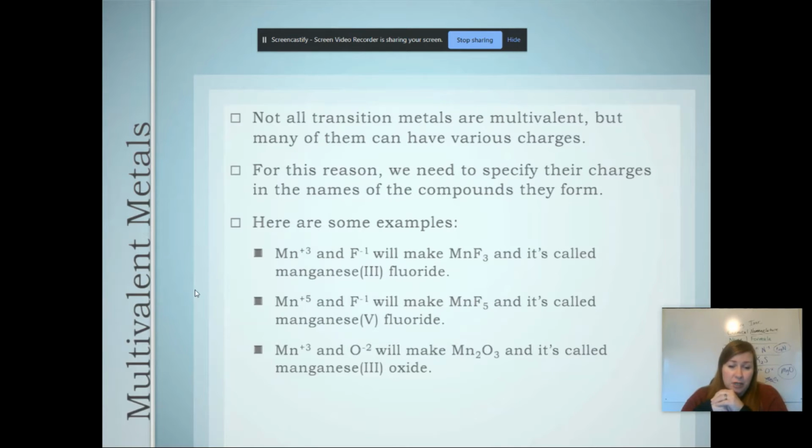Manganese with a +5 charge can also bond with fluorine, and it makes MnF5, and we call that manganese 5 fluoride, Roman numeral V for 5. And Mn +3 and O -2 will make Mn2O3, and you have to call it manganese 3 oxide. Again, we know manganese is a transition metal.